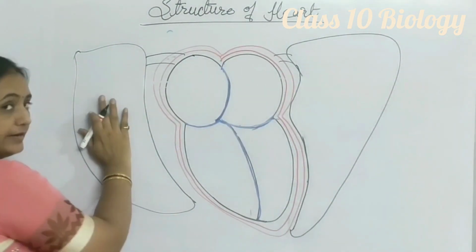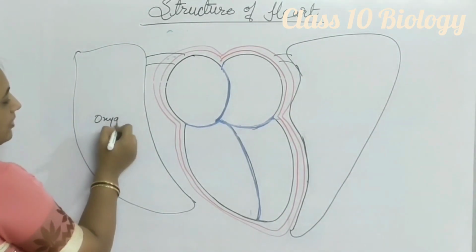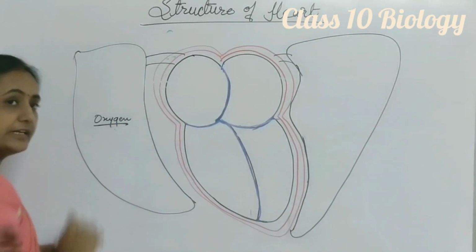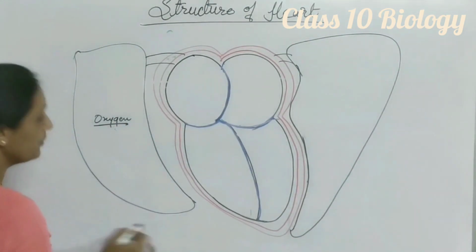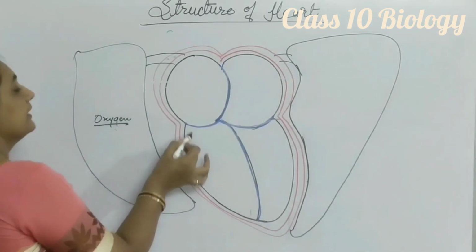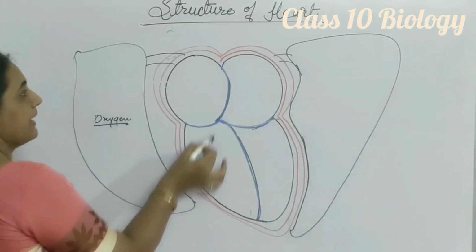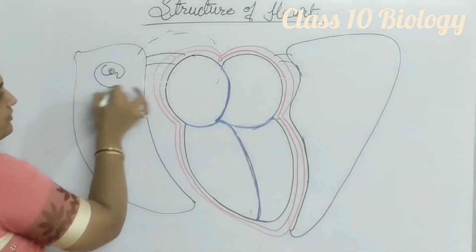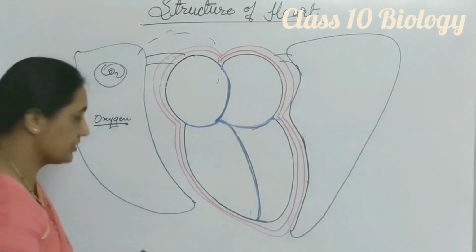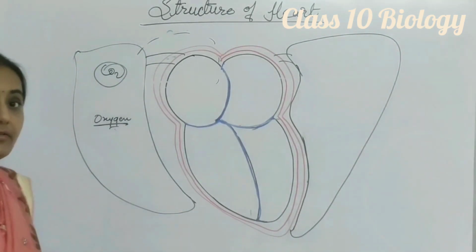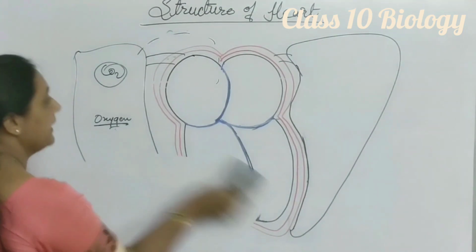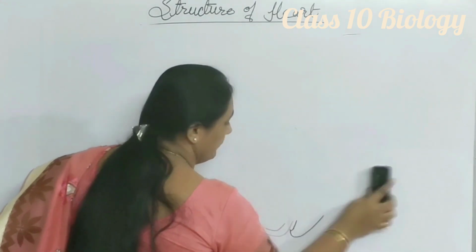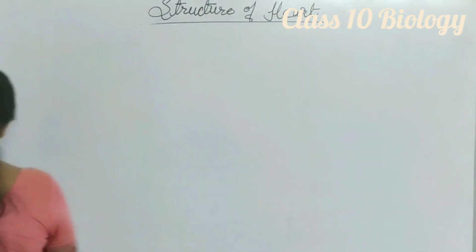Whatever blood gets oxygenated, oxygen comes and mixes with blood in the lungs, and that blood becomes oxygenated in the lungs. From the rest of the body, whatever deoxygenated blood comes is sent by the heart to the lungs for oxygenation. So here exchange of gases takes place and blood becomes oxygenated. Now first we will see the structure of the heart, and then we will discuss the mechanism of pumping of the heart, that is the working of the heart.